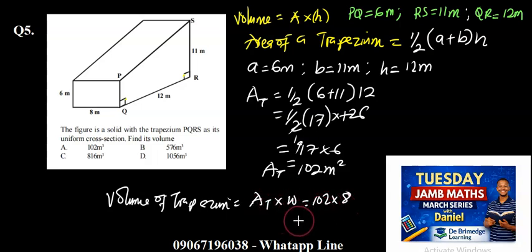We'll do that. 8 times 2 is 16, write 6 and carry 1. 8 times 0 is 0, plus 1 is 1. 8 times 1 is 8. So the volume becomes 816 meters cubed. That is the answer right here, so that is option C. This is the formula and this is the method to solve this question.